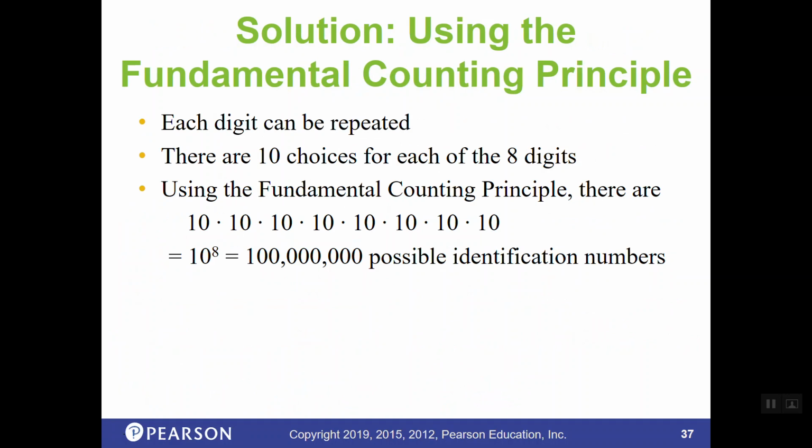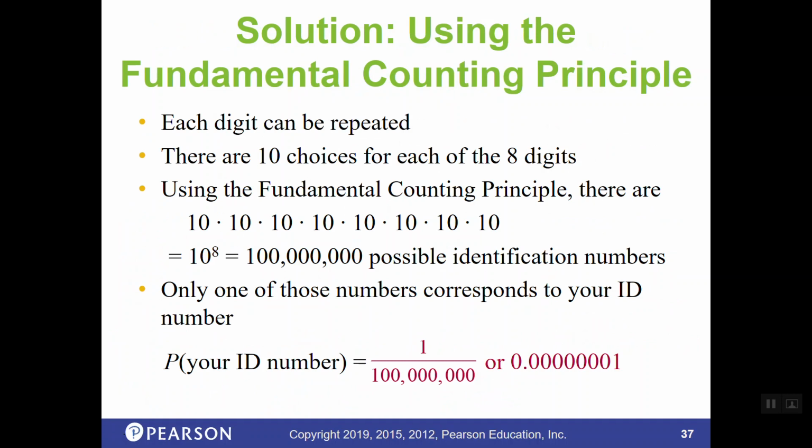So that's 10 to the 8th power, because you count the number of times that you're repeating them, and that is equal to 100 million possible identification numbers. So that is the number of outcomes. Then only one of those, so that's why this one is usually a little tricky. Only one of those is your unique ID number.